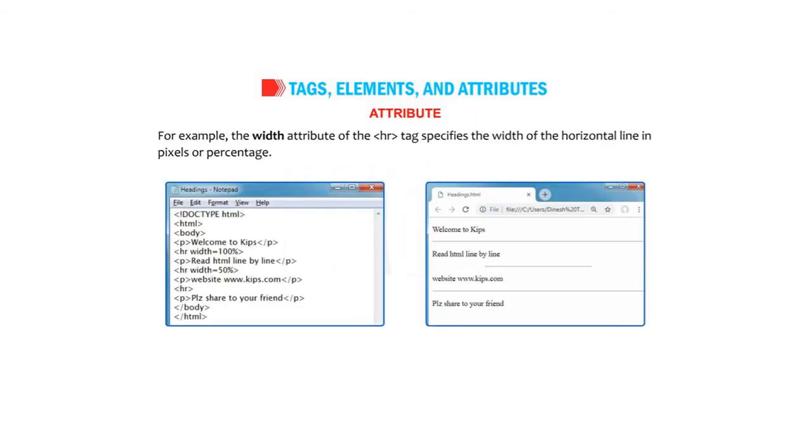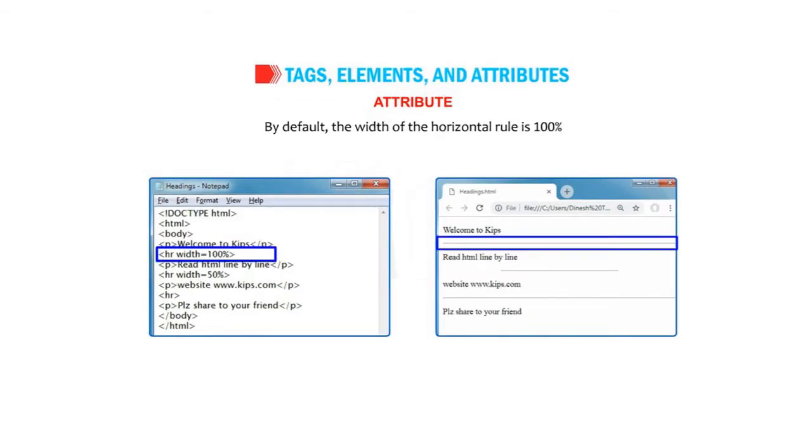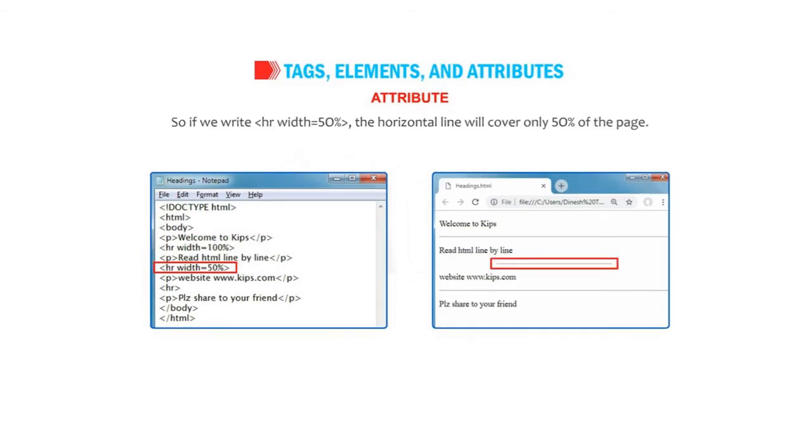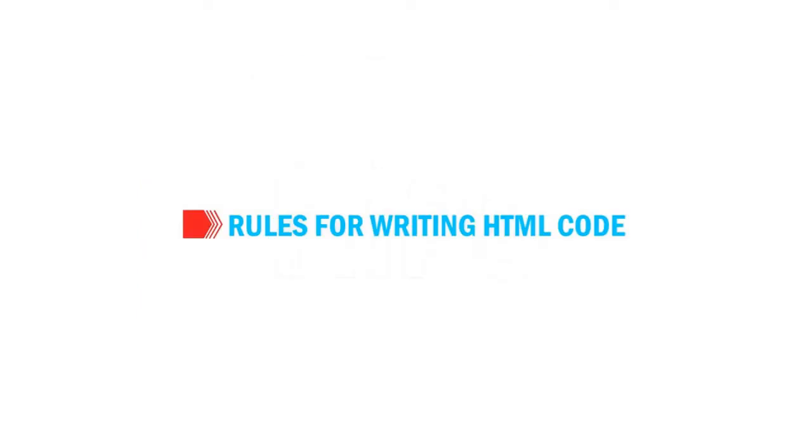For example, the width attribute of the hr tag specifies the width of the horizontal line in pixels or percentage. By default, the width of the horizontal rule is 100%. So if we write hr width equal to 50%, the horizontal line will cover only 50% of the page. We can use more than one attribute inside a tag. Next, we will learn rules for writing HTML code.